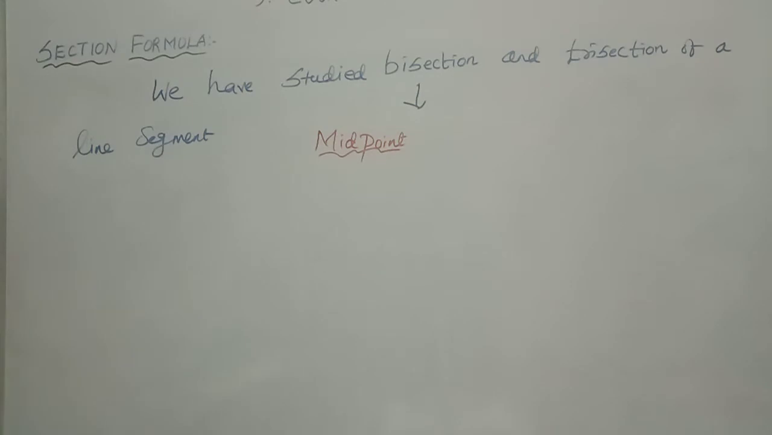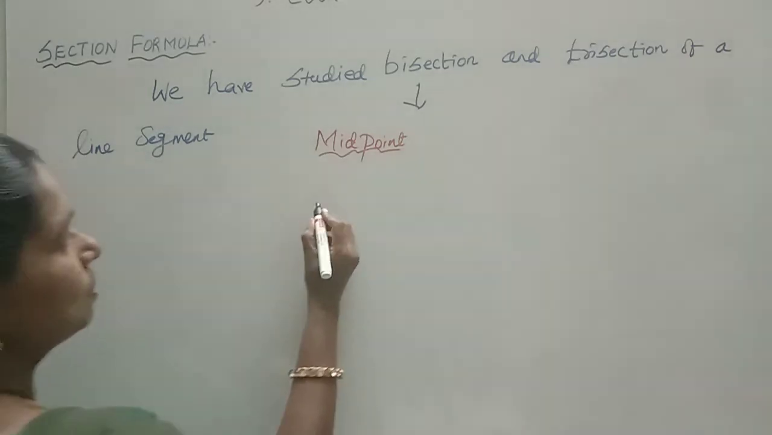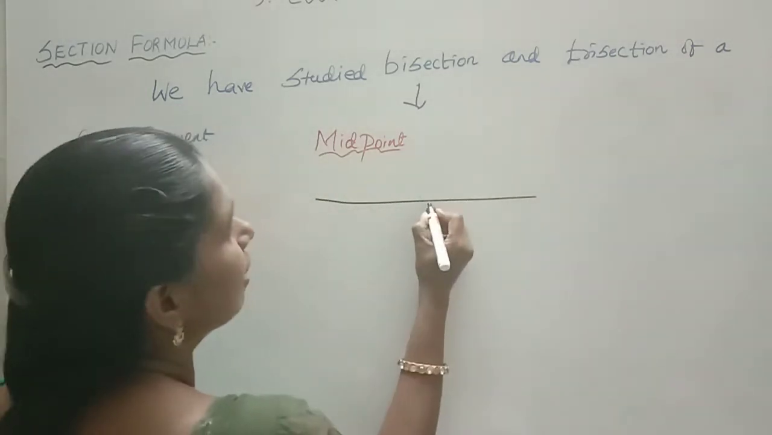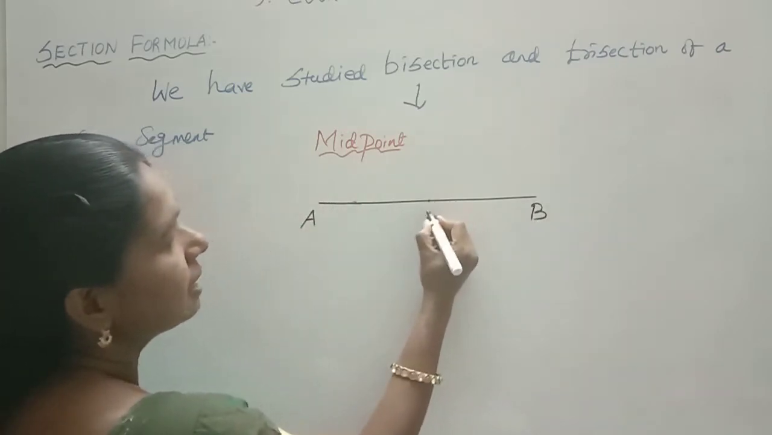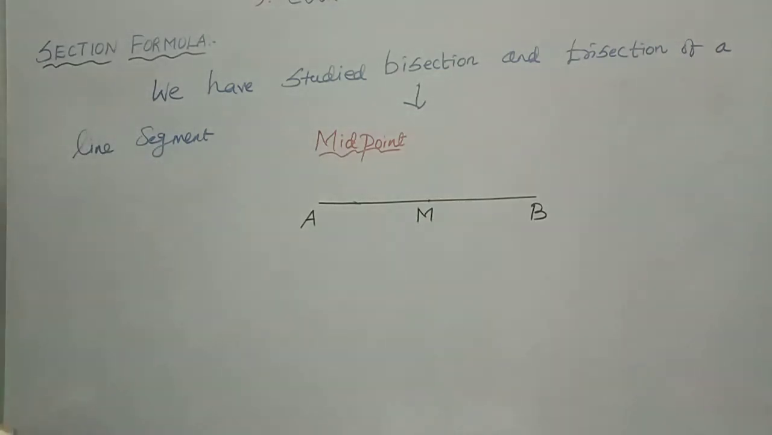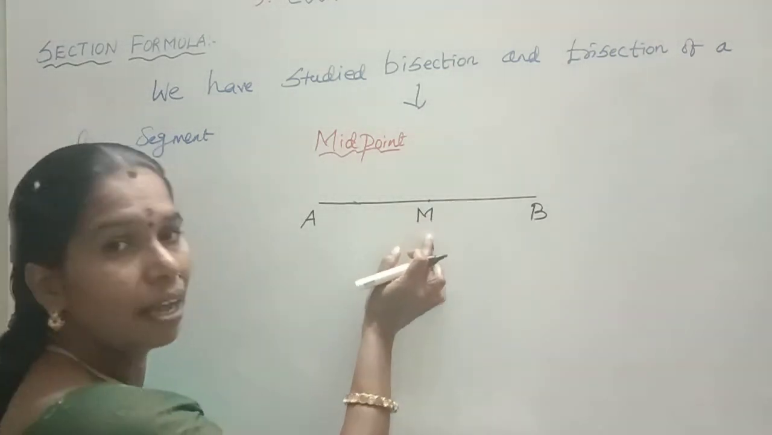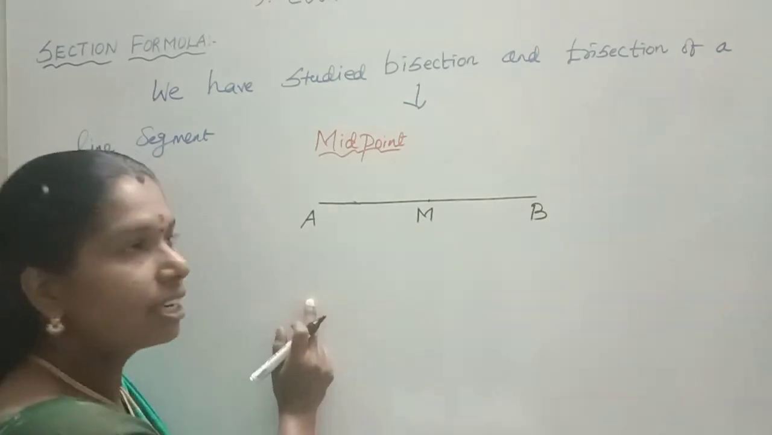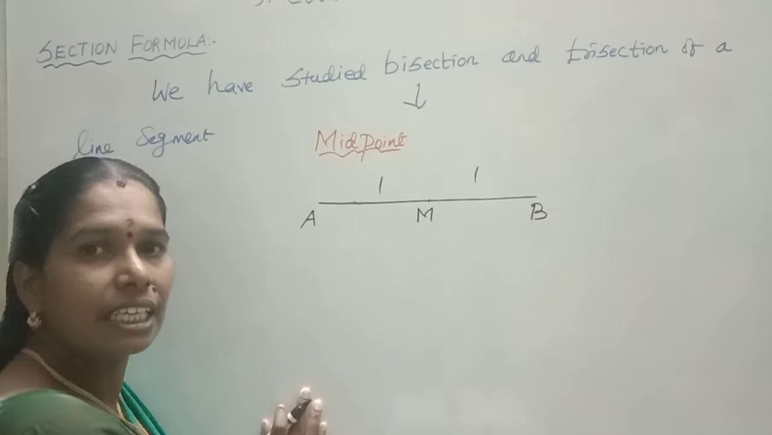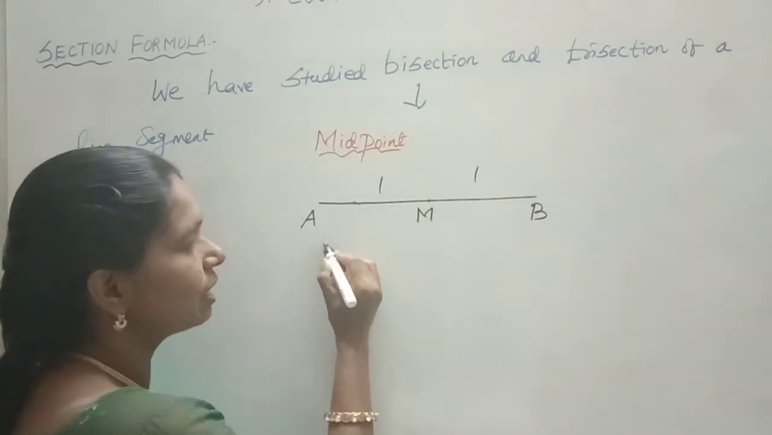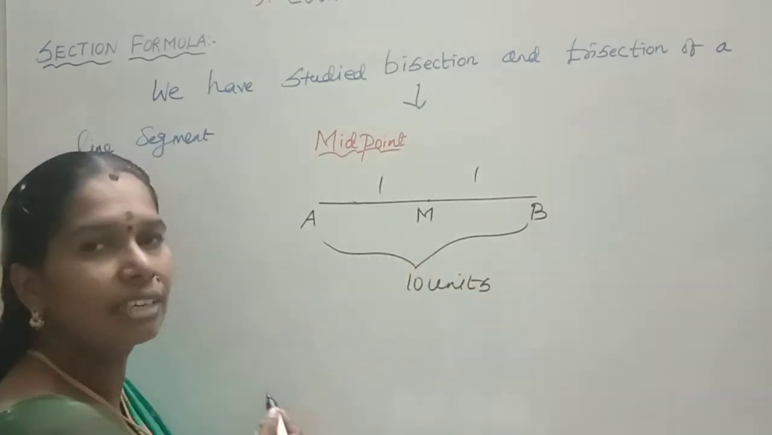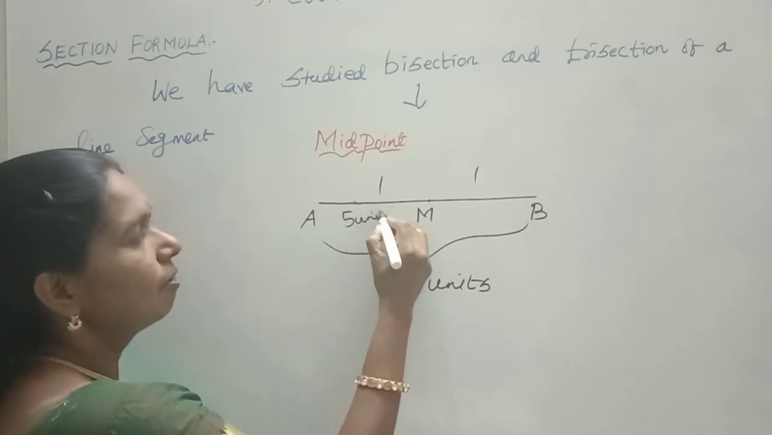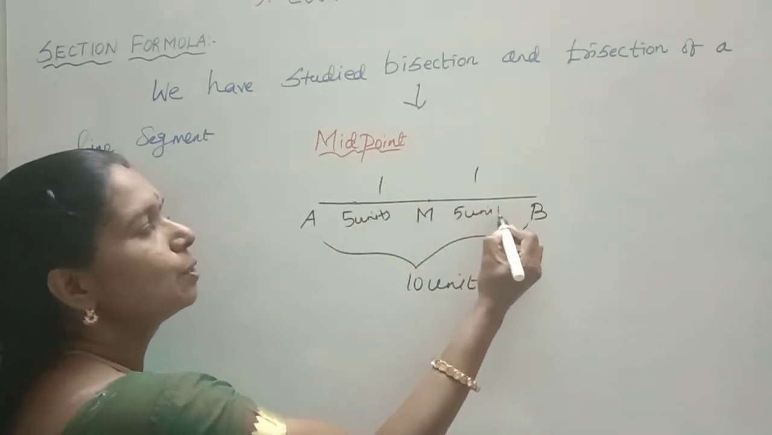Suppose AB is a line, and M is the midpoint. What is the meaning? Here M bisects AB equally in the ratio 1 is to 1. Suppose AB is 10 units, after bisection surely it will be how many units? Yes, it will be 5 units and 5 units.